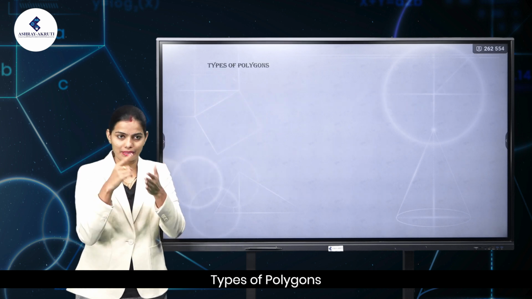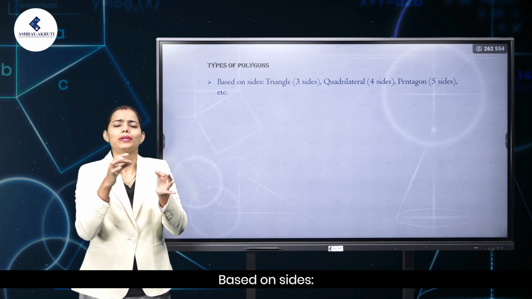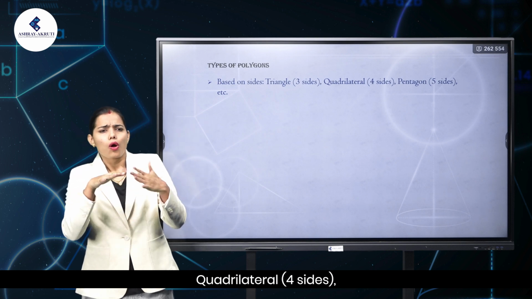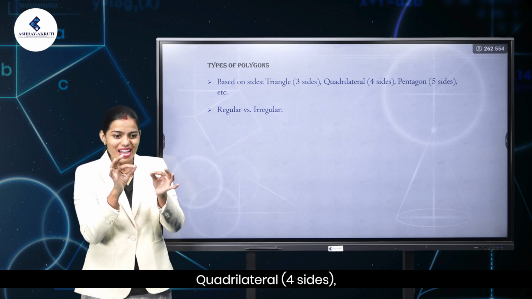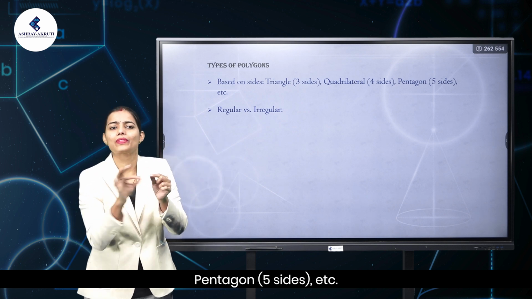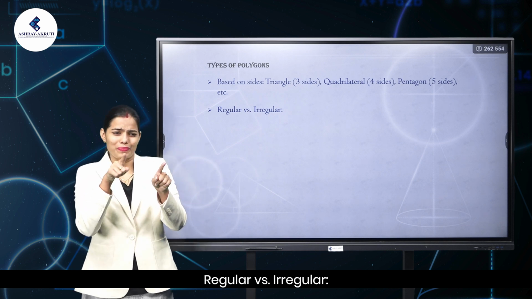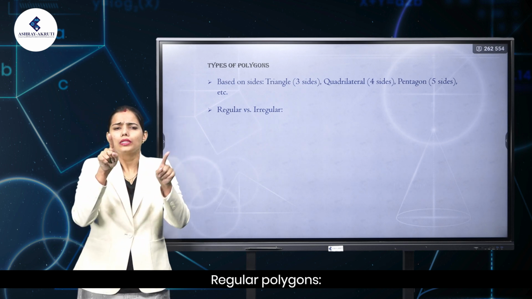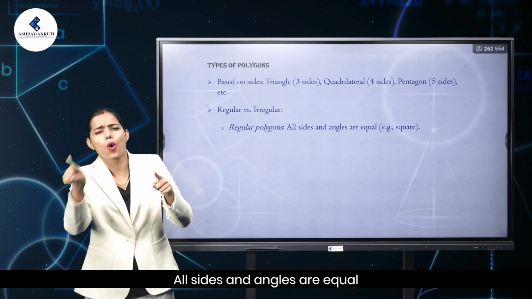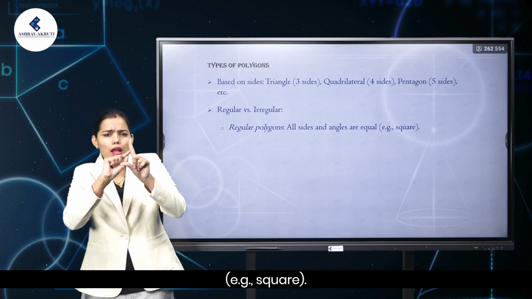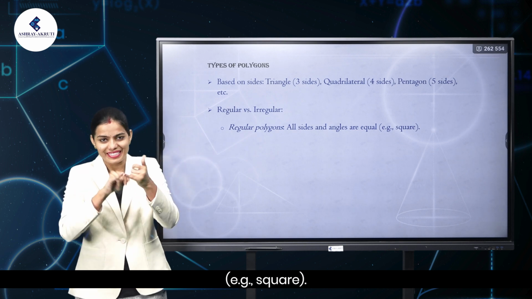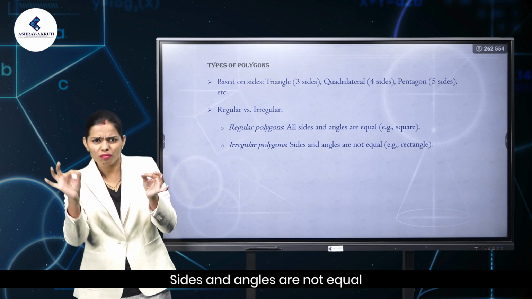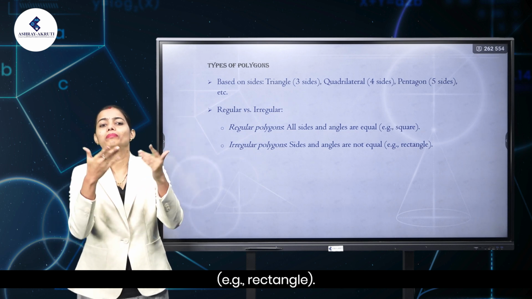Types of polygons based on sides. Triangle, 3 sides. Quadrilateral, 4 sides. Pentagon, 5 sides, etc. Regular versus irregular. Regular polygons. All sides and angles are equal. Example, square. Irregular polygons. Sides and angles are not equal. Example, rectangle.